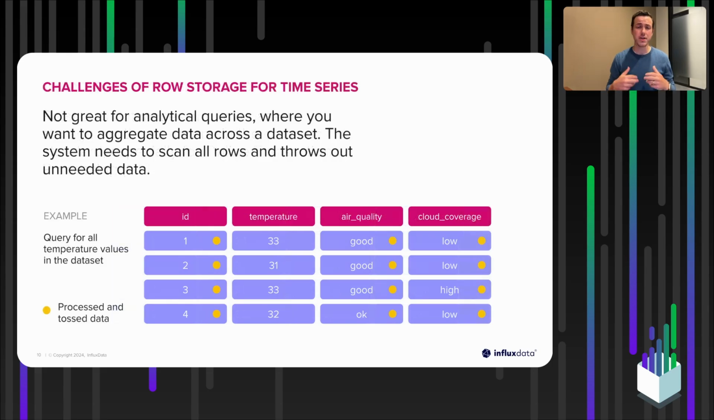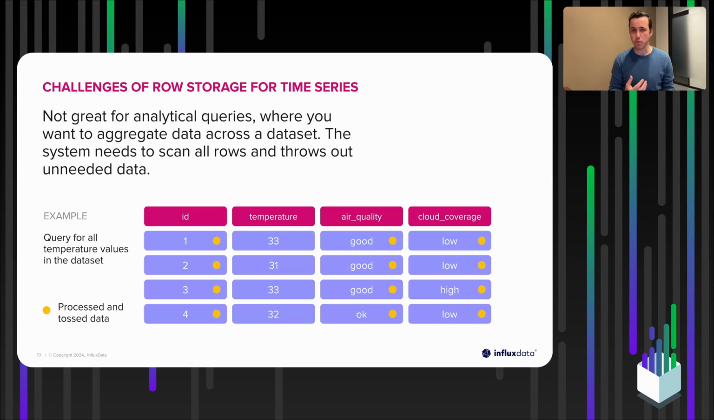For starters, they're not great for analytical queries where you really want to aggregate data across an entire data set. Let's take a look at the example here, where perhaps we want to understand all the temperature values for a specific data set. In this example, we're going to have to process all those rows and all those columns to grab that temperature data. And from that, we're going to have to toss out a lot of data that had already been processed. This is incredibly inefficient. It makes it very difficult to get anywhere close to real-time performance when you're trying to aggregate this data, analyze, and process it for an analytical query.